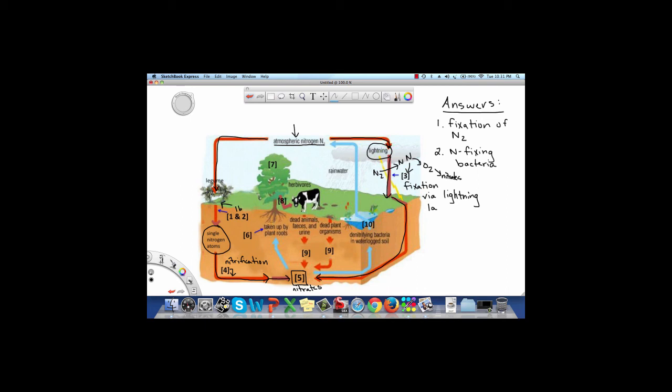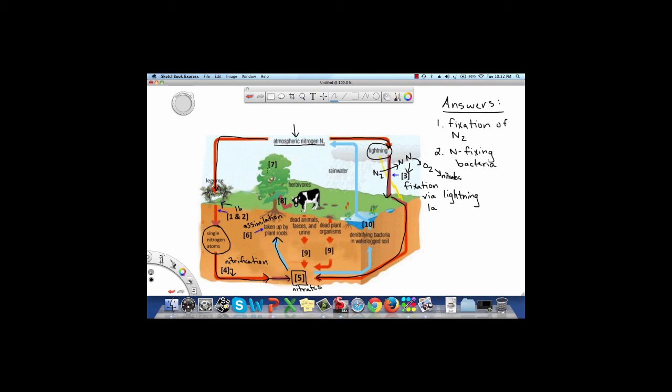Okay, number 6 is pointing right here, taken up by plant roots, and there's an arrow here, a blue arrow. Number 6 asks, what is the name of this step that is described in the figure? Well, let's see. We know these are nitrates, and it says it's taken up by plant roots. So this is the step where our nitrogen is finally put into the plant. And I know that that is assimilation. Assimilation. The plant is taking in and assimilating that nitrogen. So that's the answer to number 6.